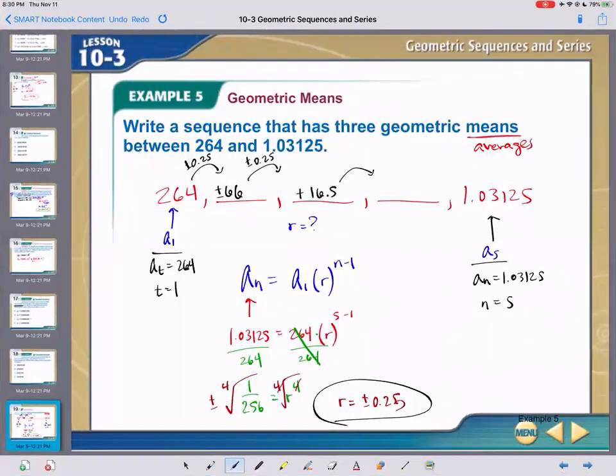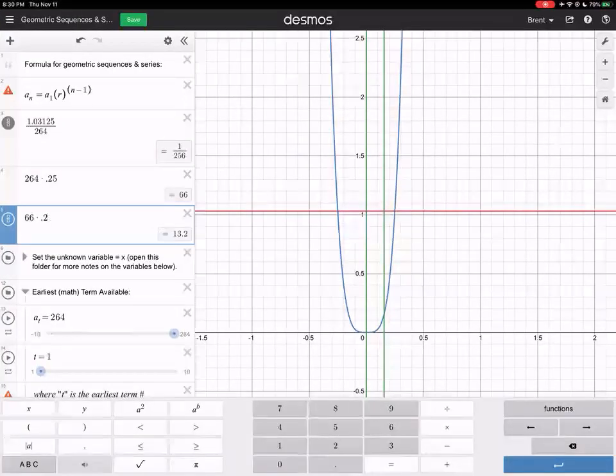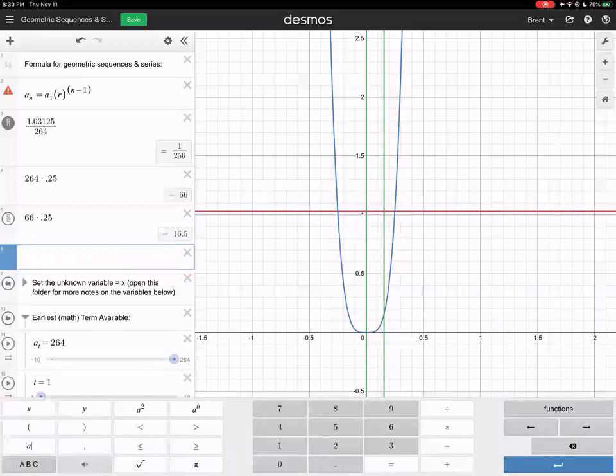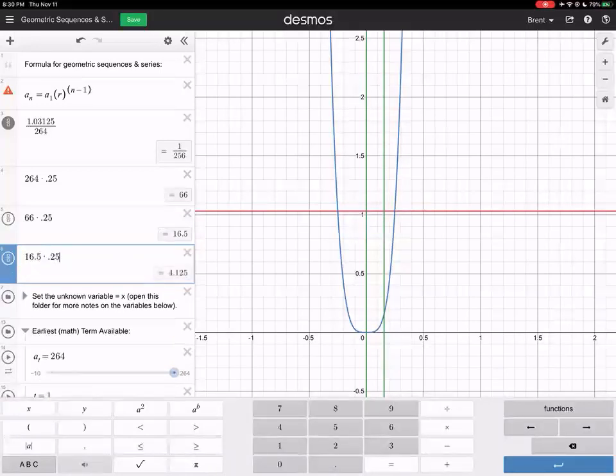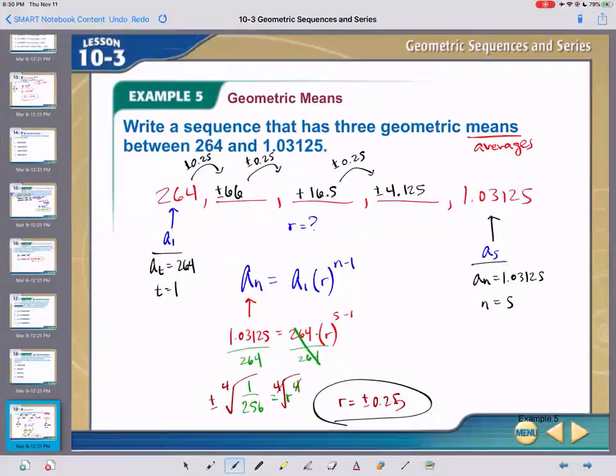And one more time. 0.25 is what we're multiplying by. And I'm getting, this would be plus or minus 4 point, I believe that's going to be 125. Let's go ahead and check that. 16.5 times 0.25. Yes, 4.125. So those would be my values there.